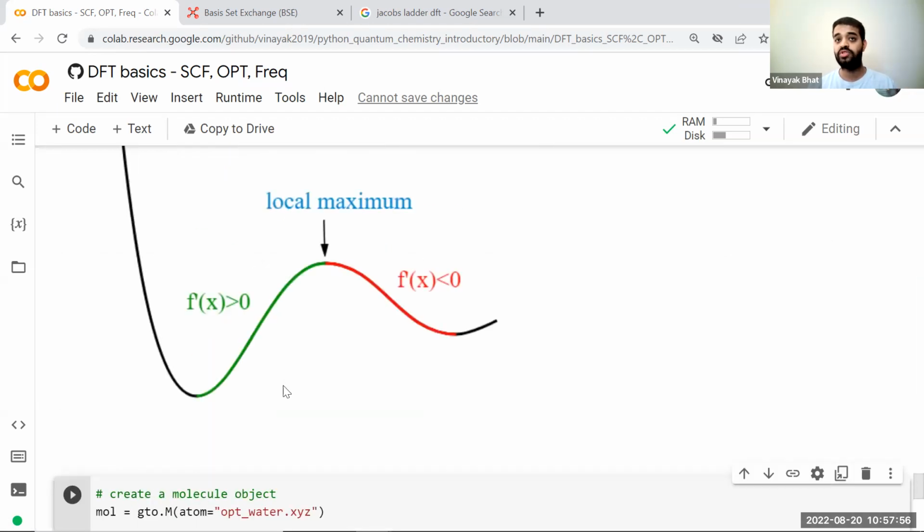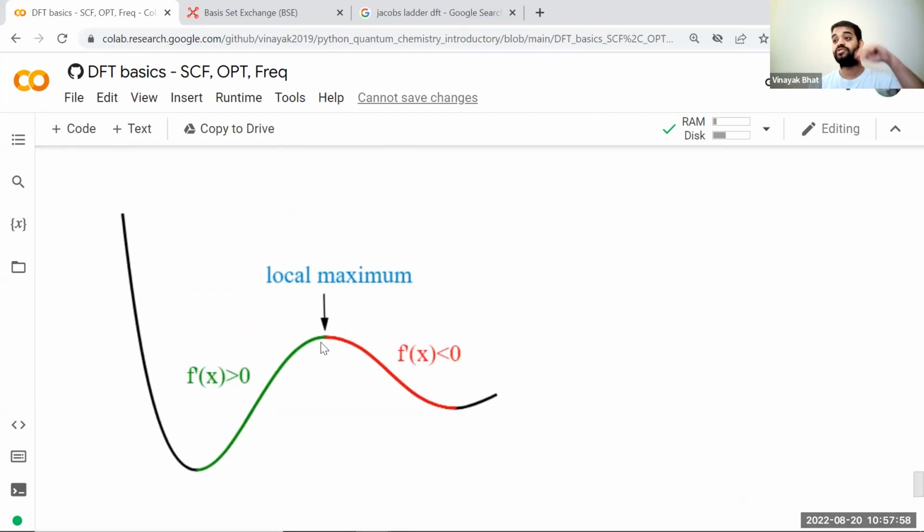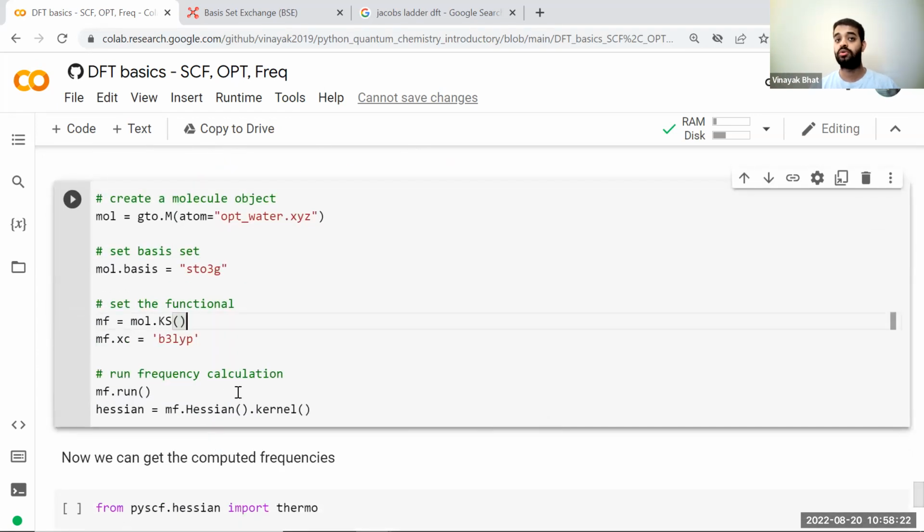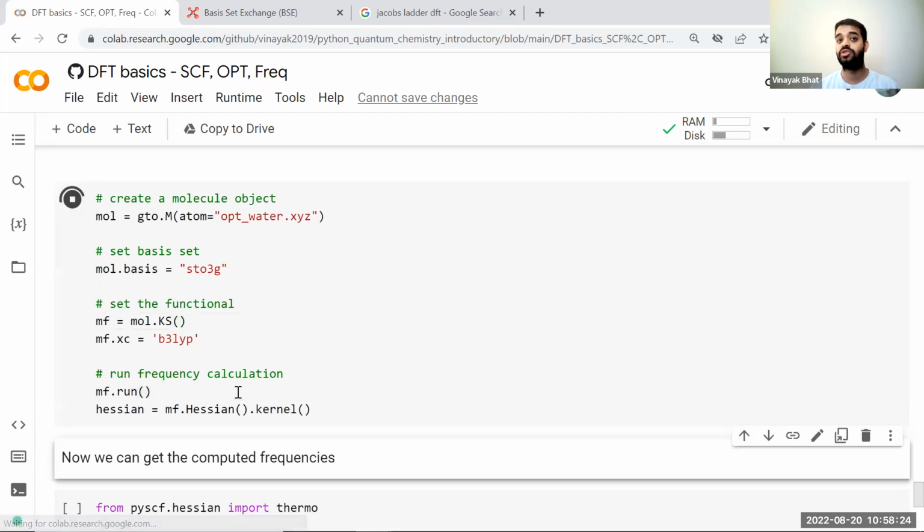What a frequency calculation does is it finds the second derivative of those, and it turns out the second derivative that we calculate is actually the frequency. So if you do a frequency calculation, you are going to get an imaginary frequency if you are at a maximum, but if you are at a minimum, all the frequencies should be positive. Okay, so that's one test for getting actual convergence.